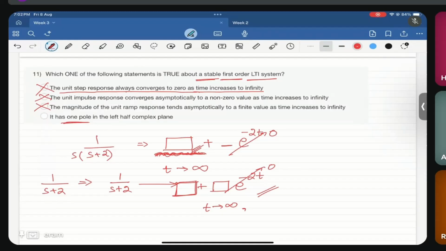So we are given a stable first order LTI system. What do you mean by a first order LTI system? What is the order of the denominator?